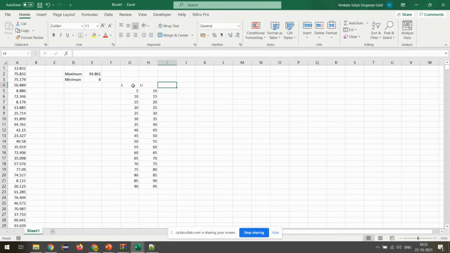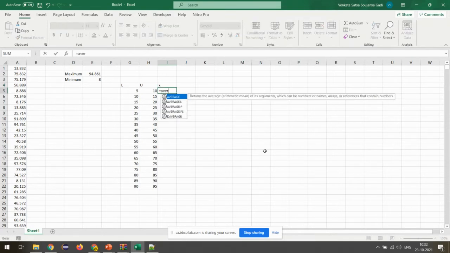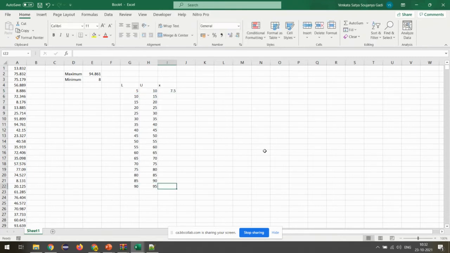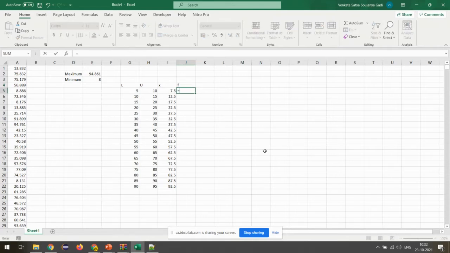want the middle. Let's calculate the middle at once. The middle one is middle of these two, we call it average. Average of these two, let's see the average of the whole rows, all the rows, and then let us calculate the frequency. So what is the frequency? We already know how to calculate it. Let's do the same way.